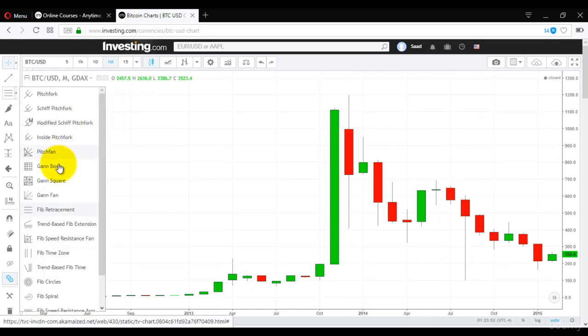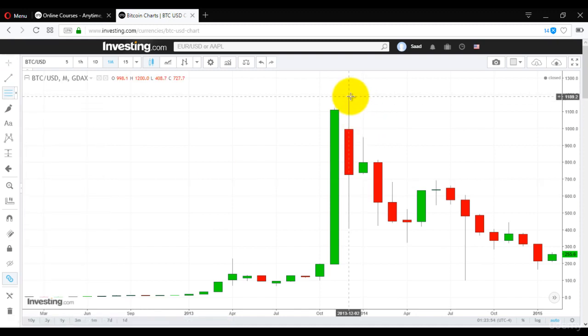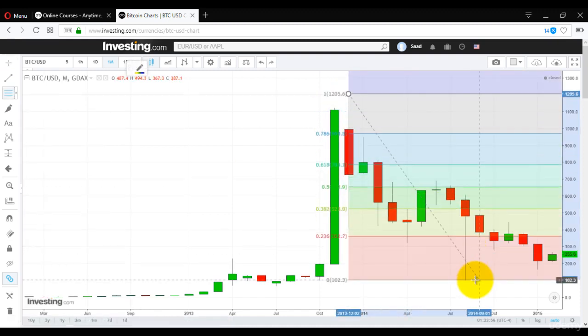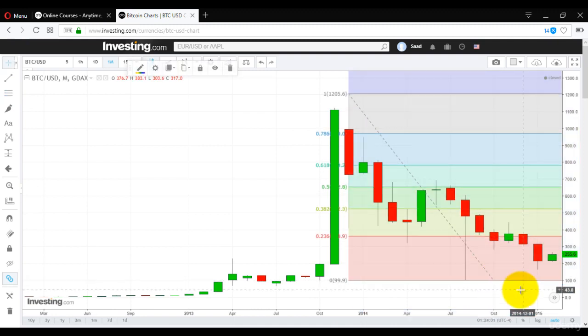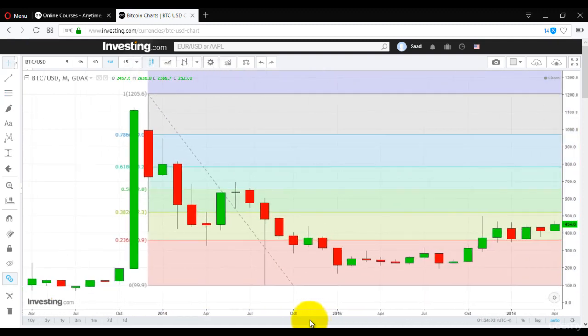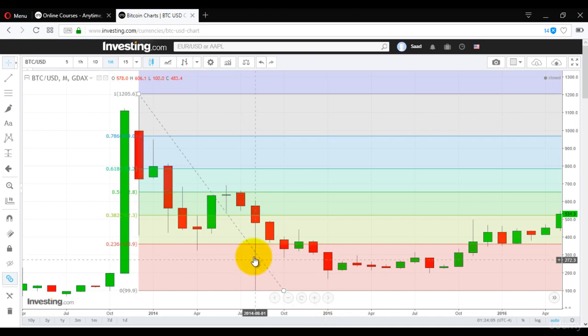Wait a minute. Fibonacci, this high till this low, right? Now, just look at it.